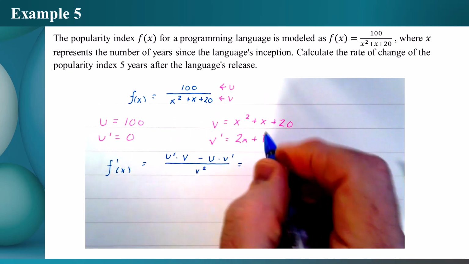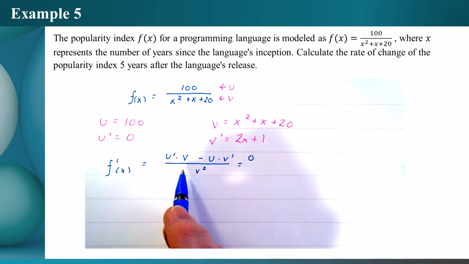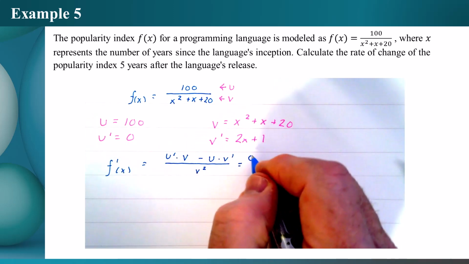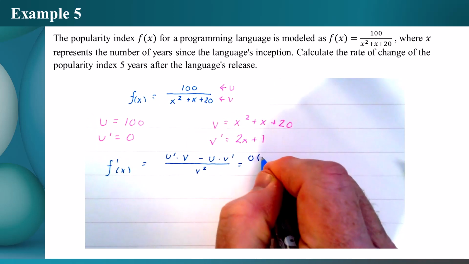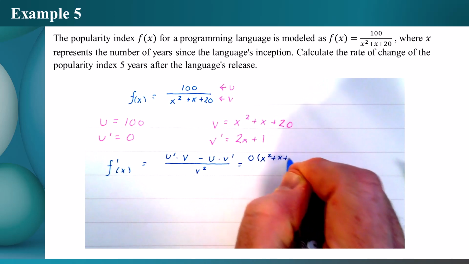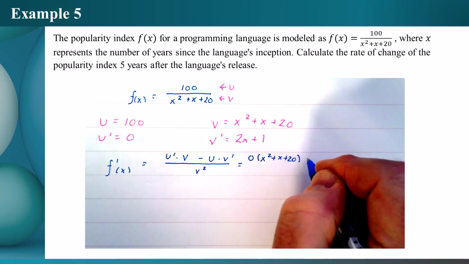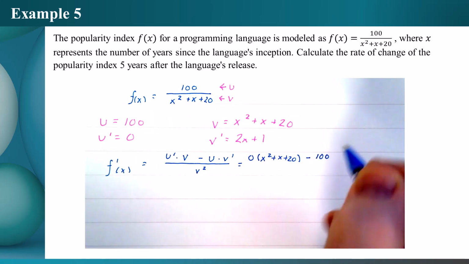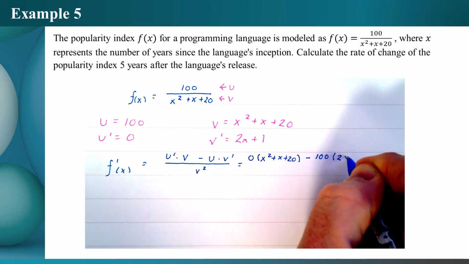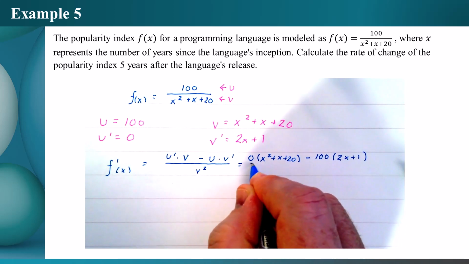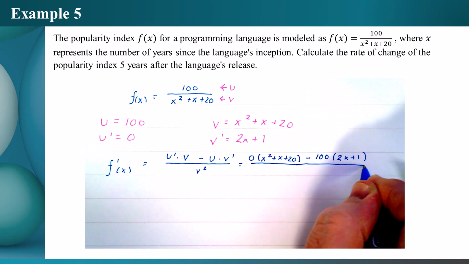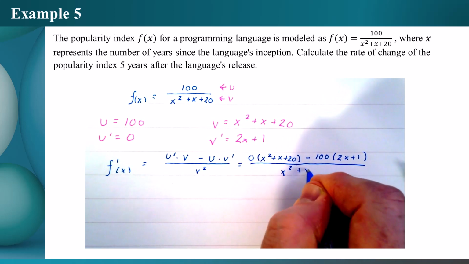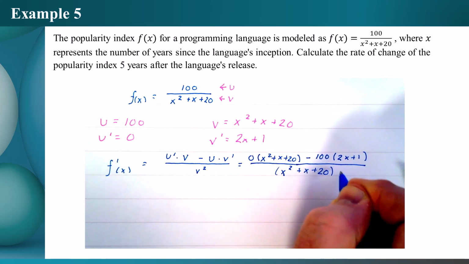U prime is 0, so this will be 0. That's multiplied by v. Honestly, it doesn't matter what it's multiplied by because it would still be 0, but let's just go ahead and put it in there. V is x squared plus x plus 20. Minus u, which is 100, times v prime, which is 2x plus 1. And all of that goes over v squared. So that goes over x squared plus x plus 20 quantity squared.